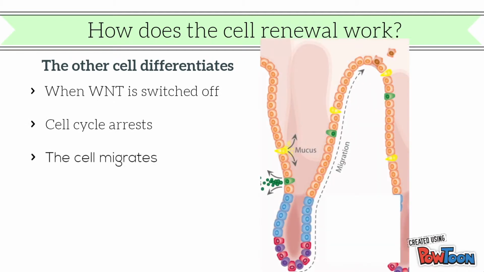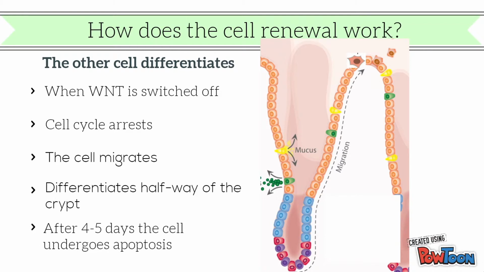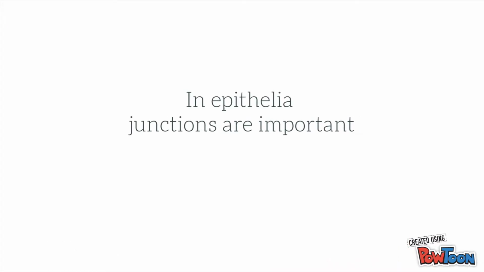It is then located somewhere halfway up the crypt. Here, the cell will differentiate into one of the different cells present in the colon epithelium. After 4 to 5 days, the cell has migrated to the upper part of the crypt where it will undergo apoptosis and will shed into the lumen of the colon. This short lifespan of the enterocyte is the main reason for the need of cell renewal. But let's go back to the epithelium.